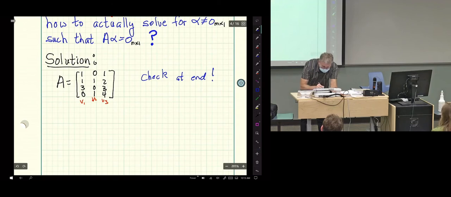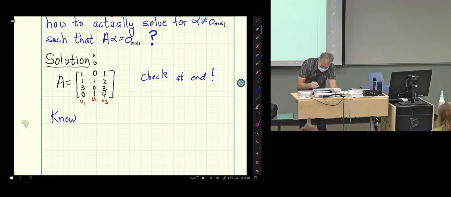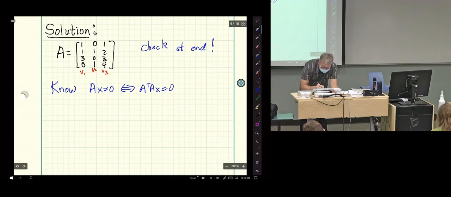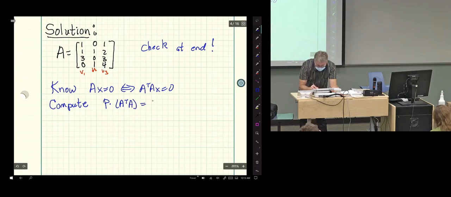Okay, so maybe it's false, right? So this is the typical problem. So we know AX equals 0 if and only if A transpose AX equals 0. Now, hopefully I did these computations correctly. We're going to compute the LU factorization of A transpose A.